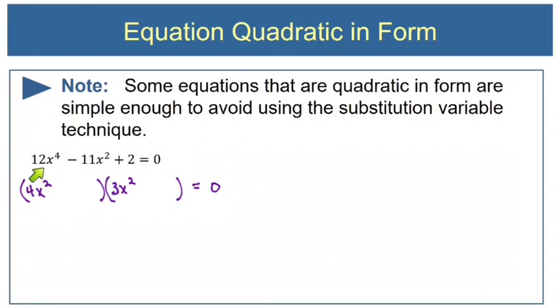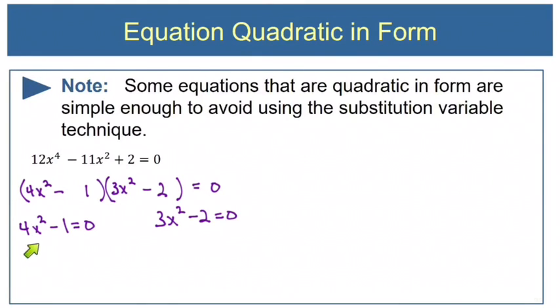4x squared times 3x squared is 12x to the 4th. Make the signs the same, both negative. And then 2 is 2 times 1. We'll put the 2 here. And then outer plus inner is going to add up to a negative 11x squared. And so here we have two factors equal to 0. So just set each factor equal to 0 and solve.